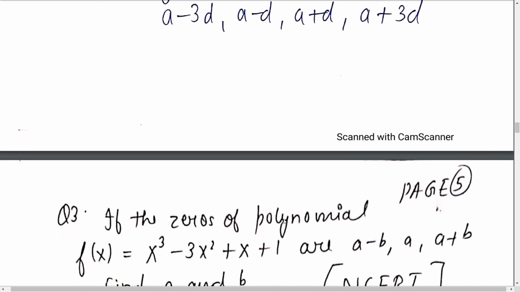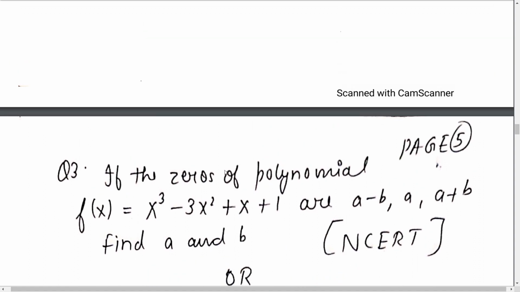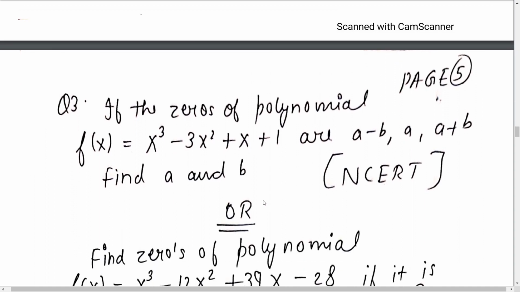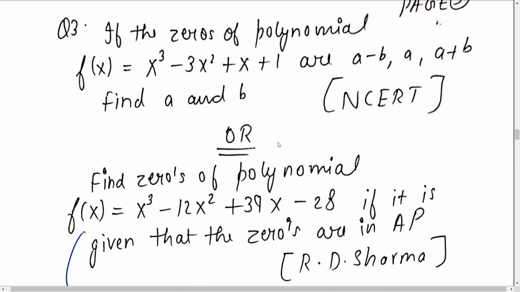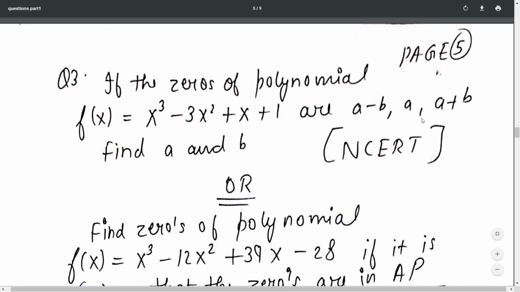So I'll show you one question. I have taken two questions. The first question is from NCERT, and the second question is from RD Sharma. You see how the books manipulate the questions. A polynomial is given, and it's given in the NCERT that these three are the roots or zeros of this polynomial. Then we have to find a and b.